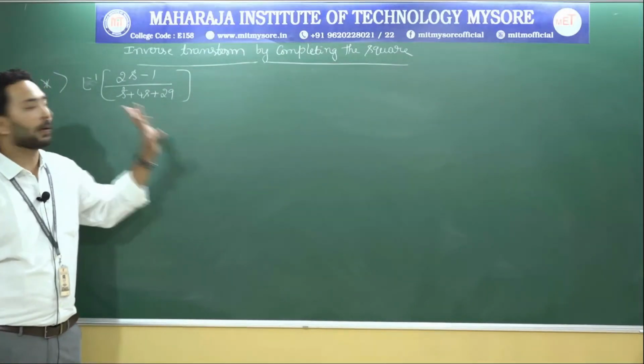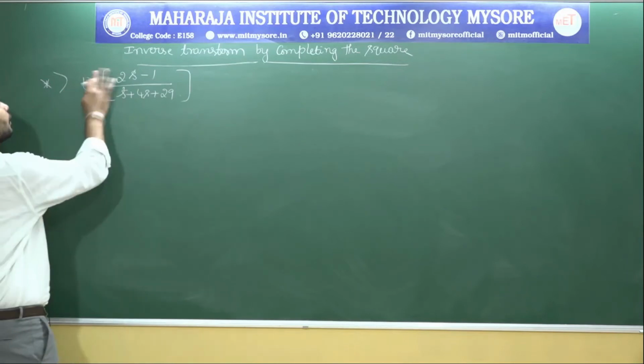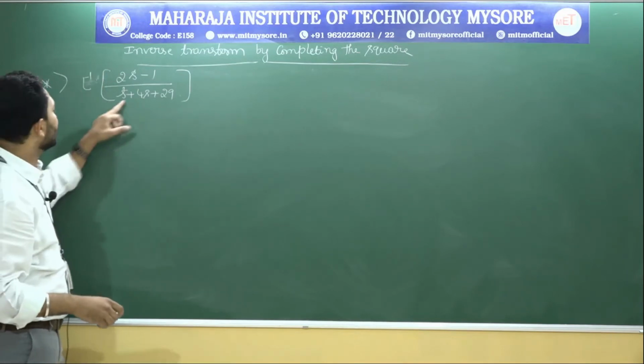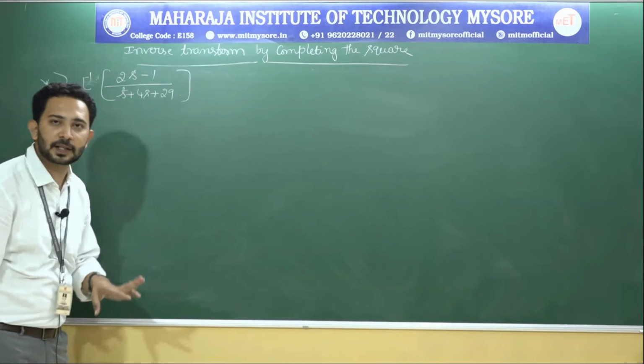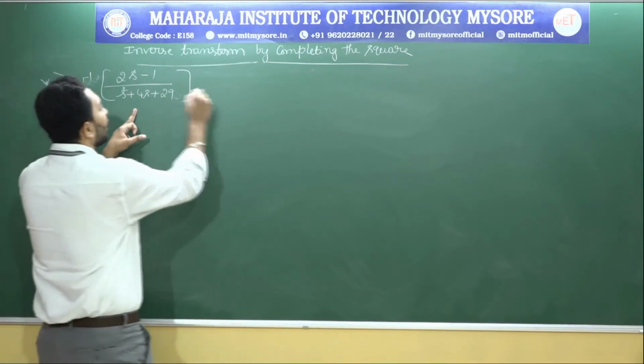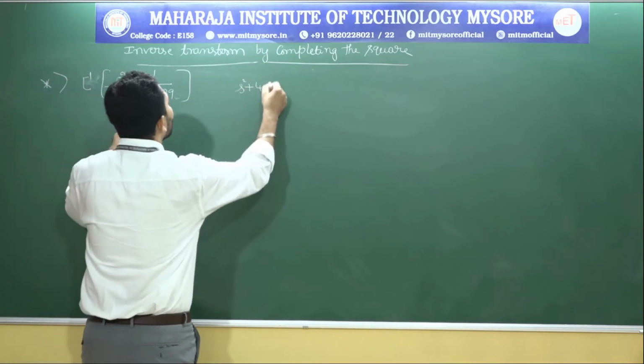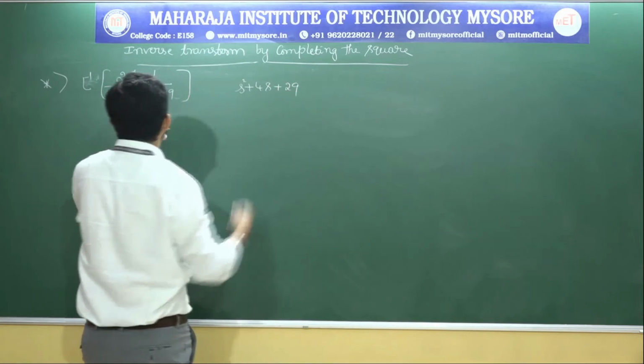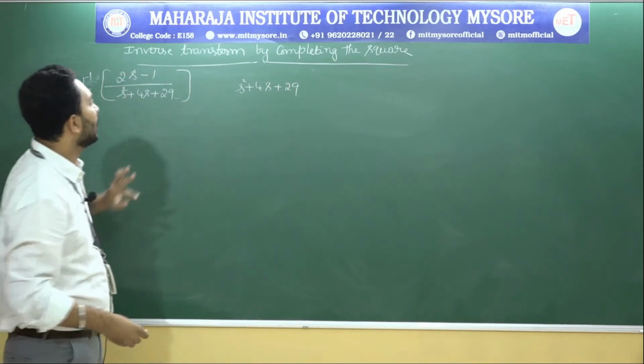Okay, now I will take one more problem. Find the Laplace inverse of L inverse of (2s minus 1) divided by (s square plus 4s plus 29). As it is, take the denominator s square plus 4s plus 29. Make it as (s plus 2) whole square.